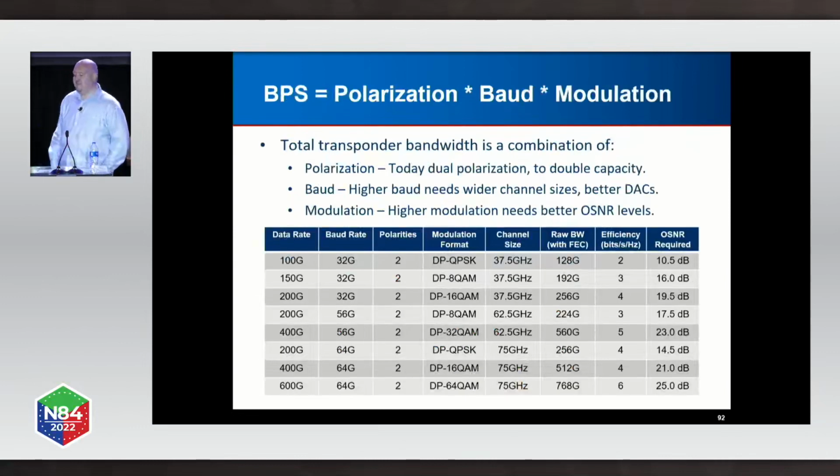So how does that all work? The way to think about it is that the rate you get out of your transponder is a combination of polarization times baud times modulation. Polarization right now is 2.